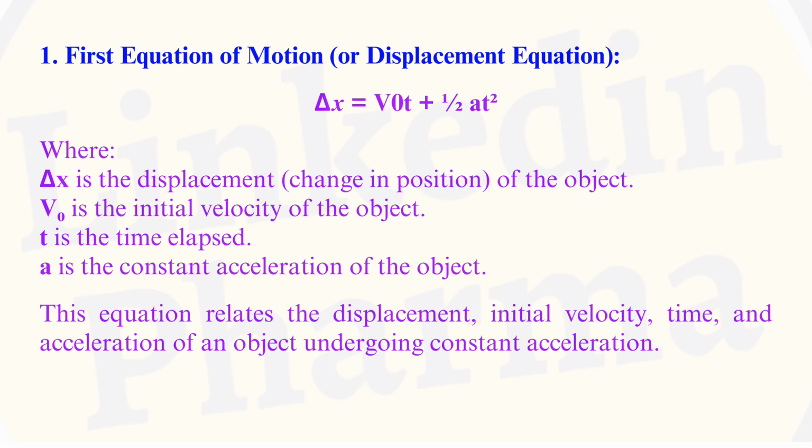v0 is the initial velocity of the object. t is the time elapsed. a is the constant acceleration of the object. This equation relates the displacement, initial velocity, time, and acceleration of an object undergoing constant acceleration.